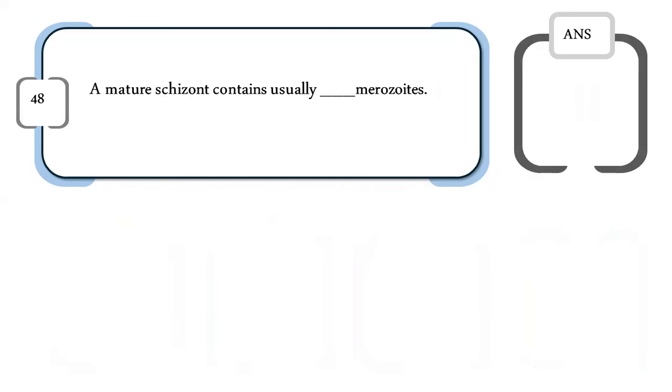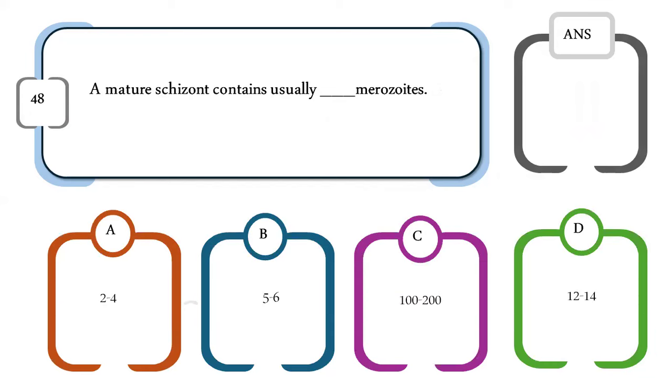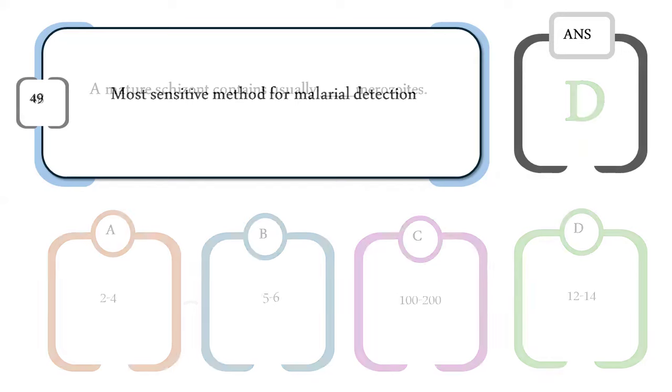Next question. A mature schizont contains usually dash merozoites. Option A, 2 to 4. Option B, 5 to 6. Option C, 100 to 200. Option D, 12 to 14. Here the right answer is option D, 12 to 14. A mature schizont consists of 12 to 14 merozoites.